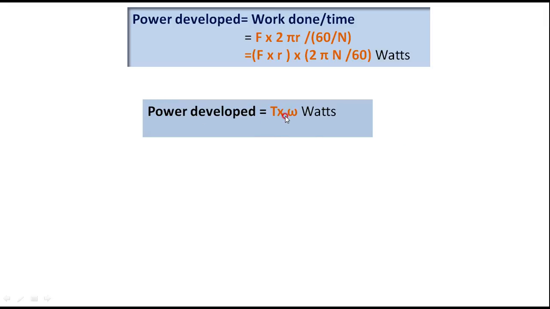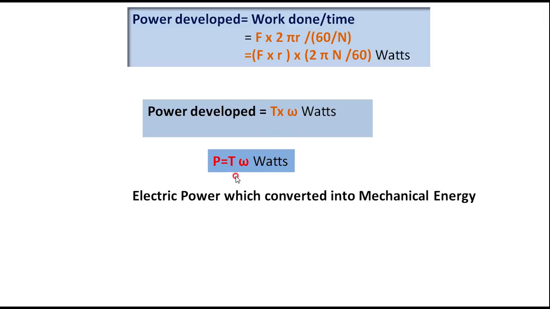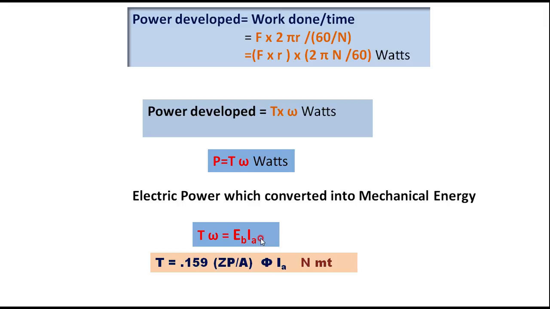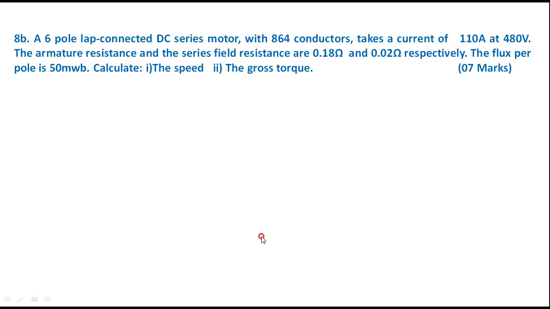This P is nothing but the actual electrical power which is converted into mechanical energy, that is given by EB into IA. Therefore, EB IA and T omega can be equated, so that what I am getting here is T omega is equal to EB IA. Then we are finding out the value of T. This is how we have to derive the torque equation.